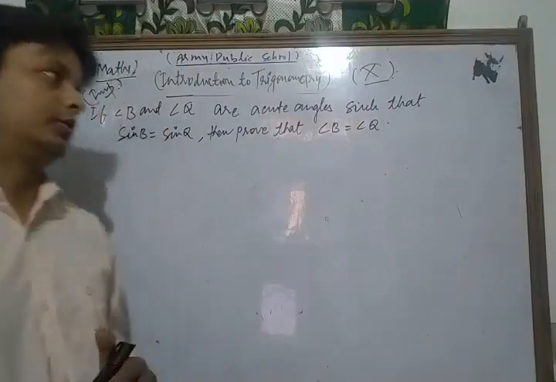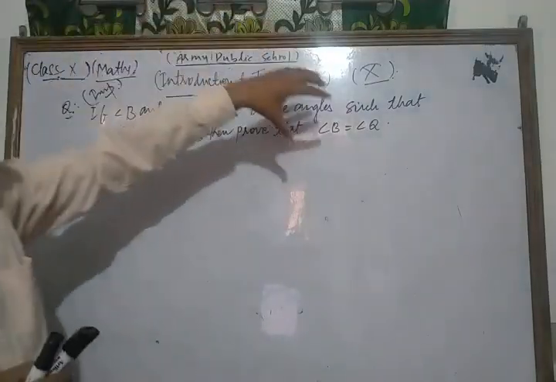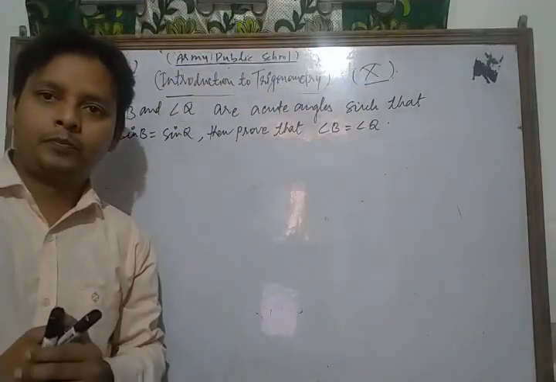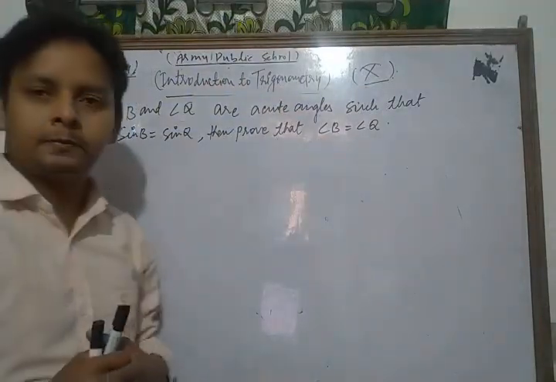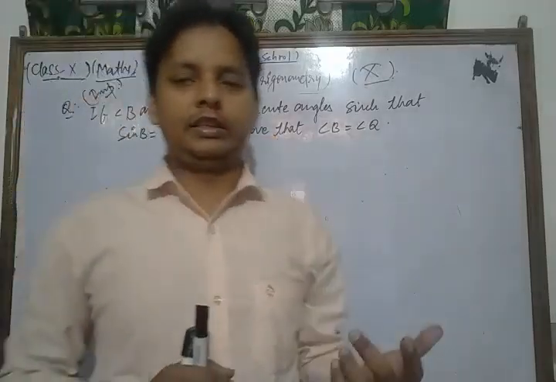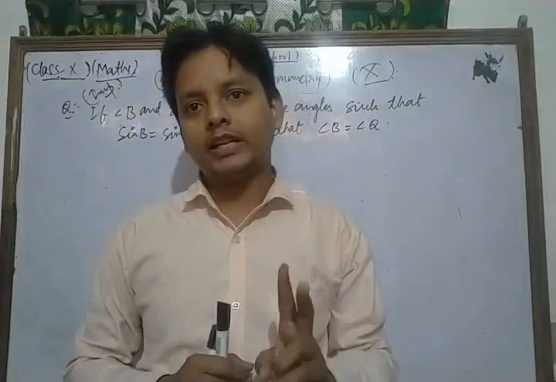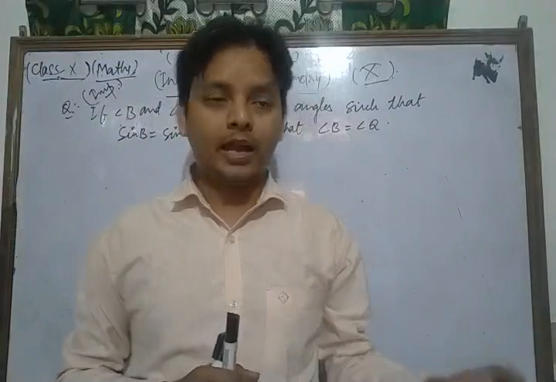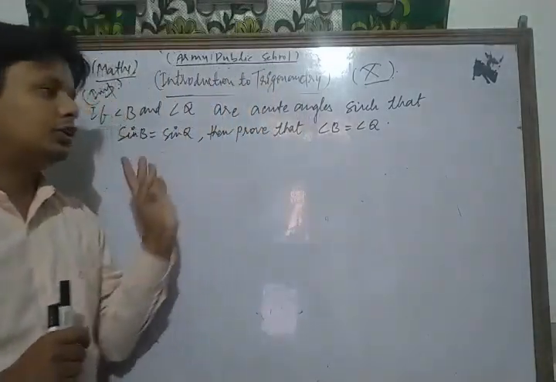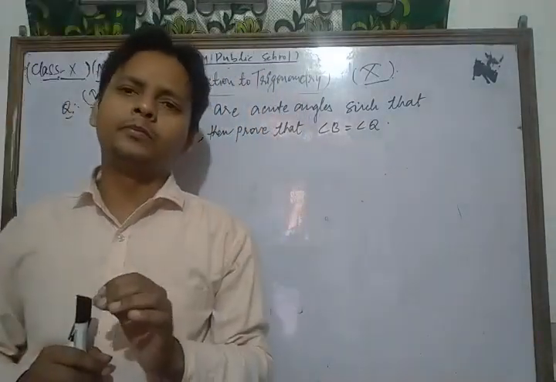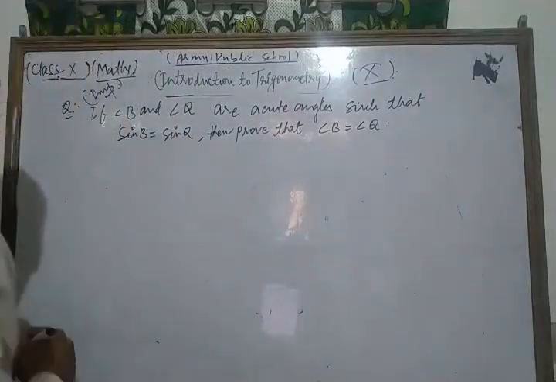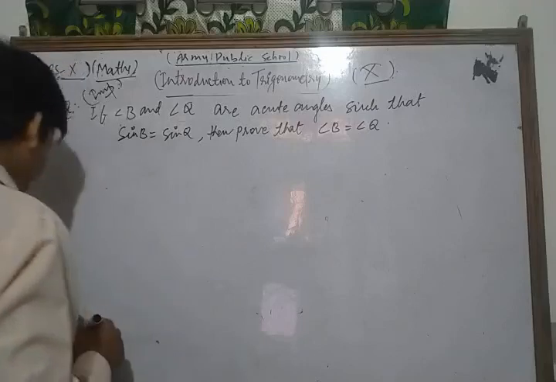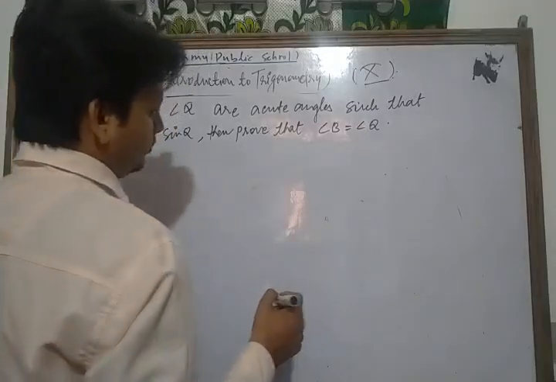Okay, now, what is the process to prove this question? So dear student, for this question we draw two triangles. We draw two right angle triangles ABC and PQR, and angle B and Q are acute angles. Acute angles means less than 90. You know that very well.